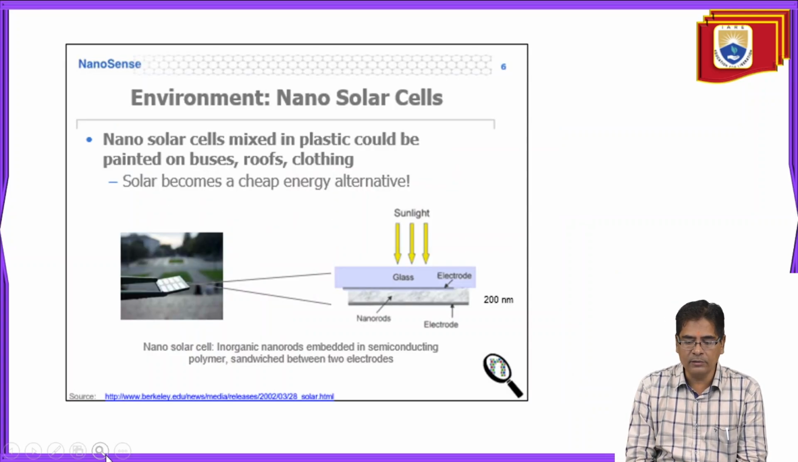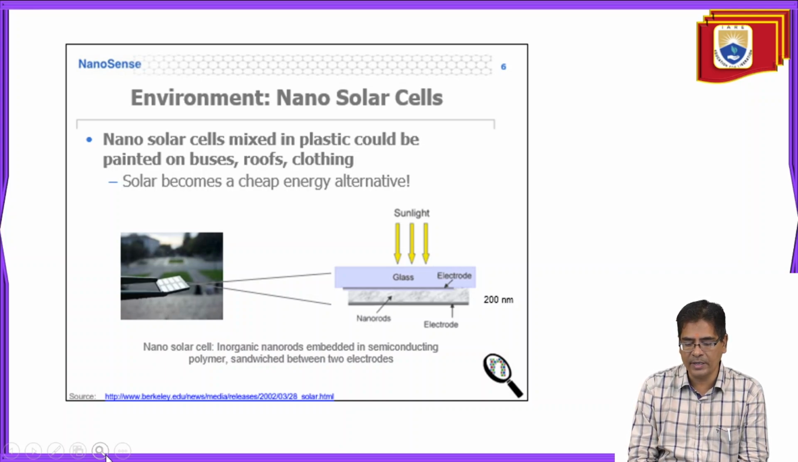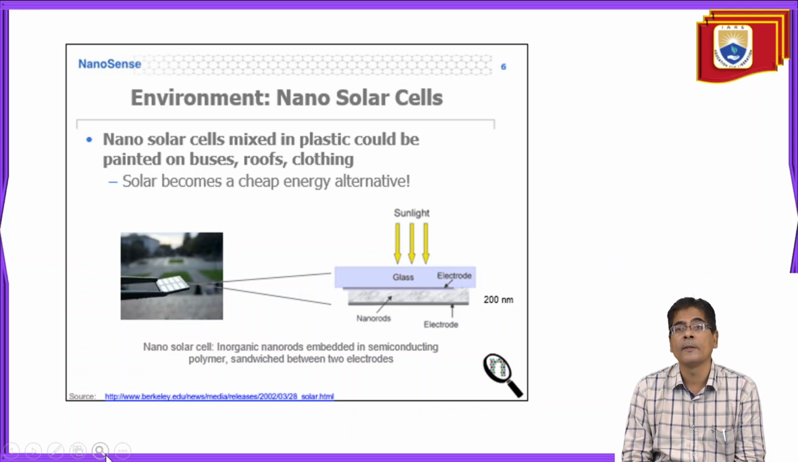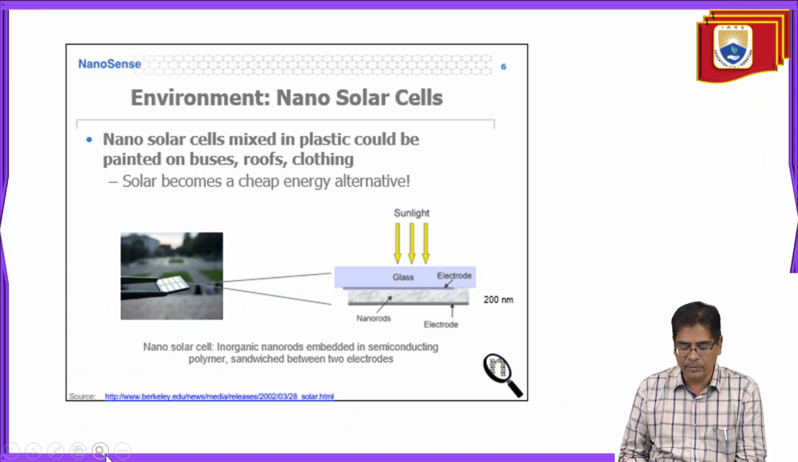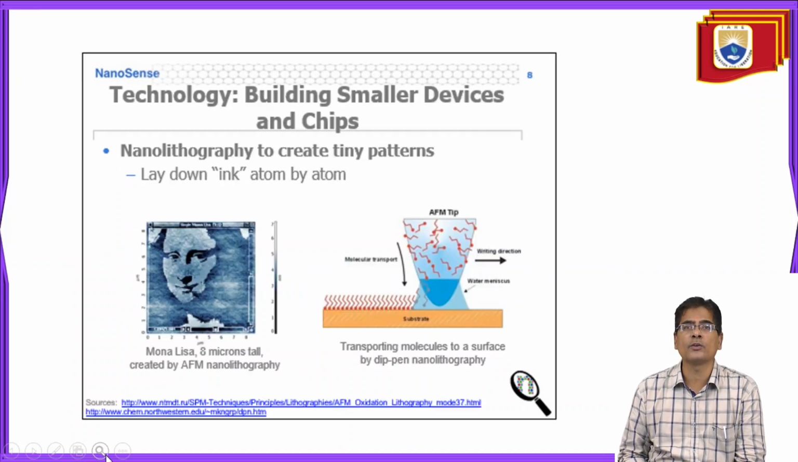Environmental: nano solar cells. Nano solar cells mixed in plastic could be painted on buses, roofs, and clothing. Solar becomes a cheap energy alternative. We have the nanorods, electrodes, and the glass, and sunlight is allowed to fall on the glass. The nano solar cell has an organic membrane, a semiconducting polymer, sandwiched between the two electrodes.